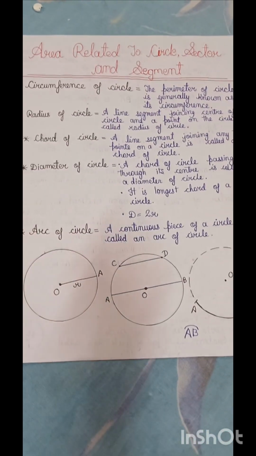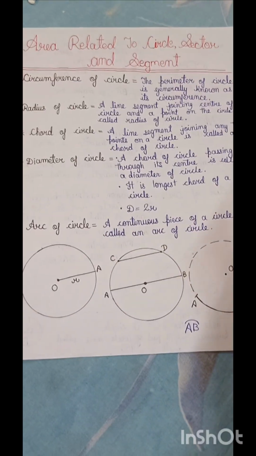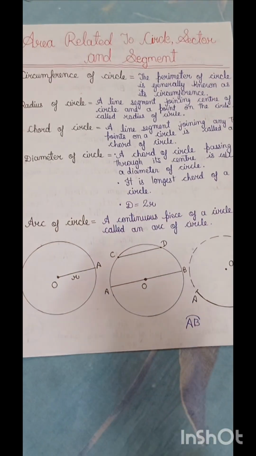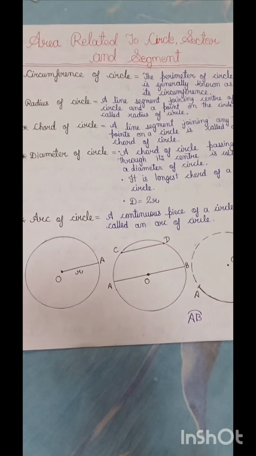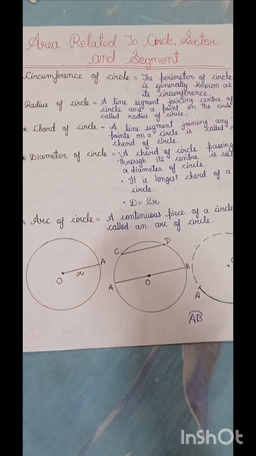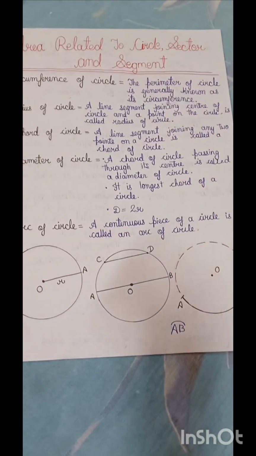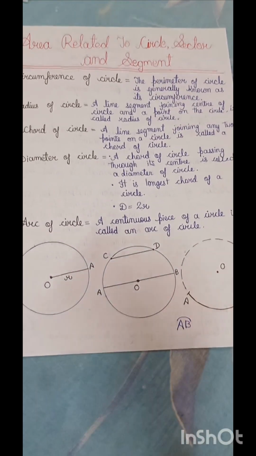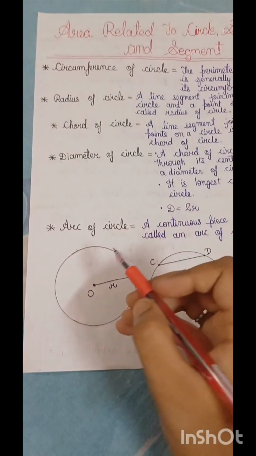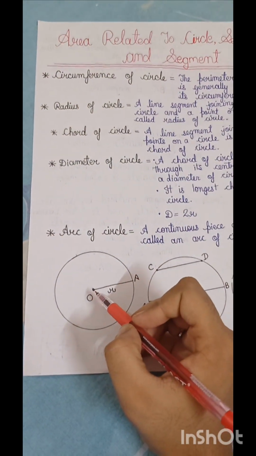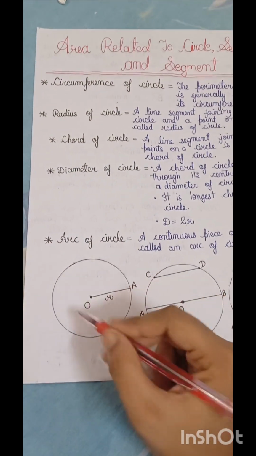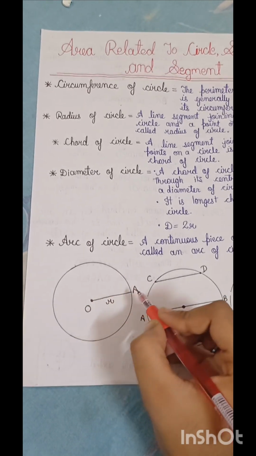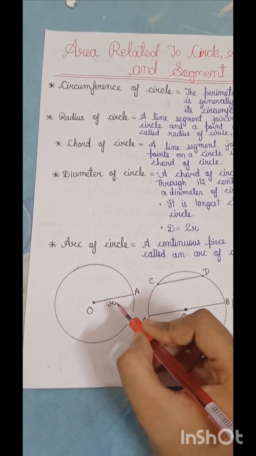So the circumference of a circle is equal to the perimeter of the circle, or you can say the boundary of a circle. Fine. Coming to the next, radius of a circle. So the radius of a circle is basically the line segment that joins the center of the circle to a point on the circle. As you can see here, this is the center of the circle O, and A is a point that lies on the circle, and the line segment that joins these two points is known as the radius of the circle.